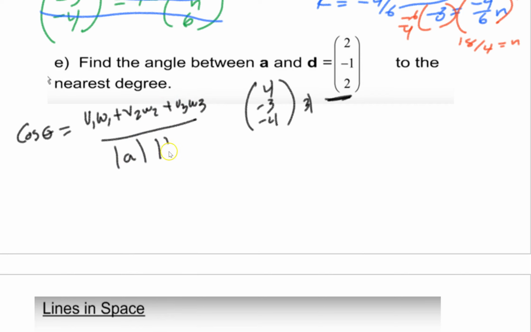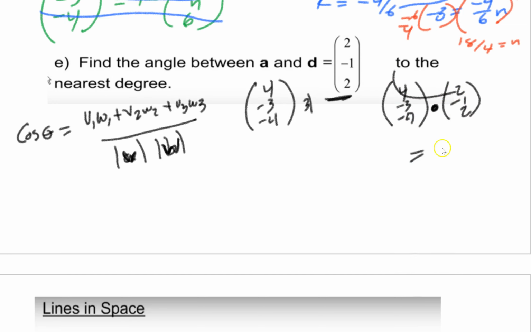It's very important, magnitudes. So let's do that first, right? Here's A, here's D. It doesn't matter. It should have been V and W, but again, it doesn't matter. So first let's find the dot product. I'm going to multiply the corresponding parts. So 4, -3, -4, dot 2, -1, 2. Again, really should be the easiest math you do. Just multiply across. So 8 plus 3 plus -8. Hey, these cancel, and I get 3.